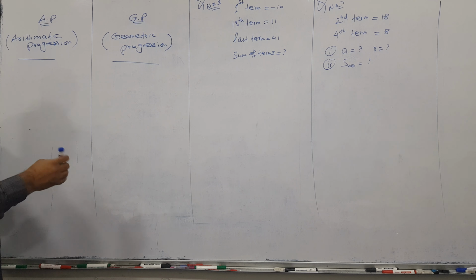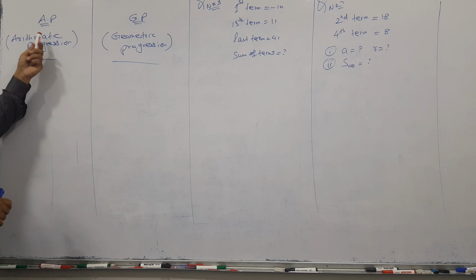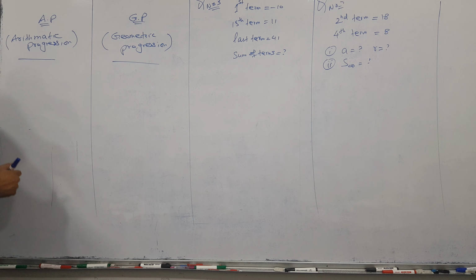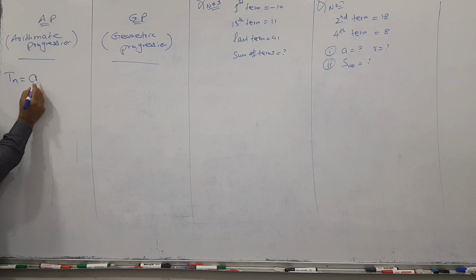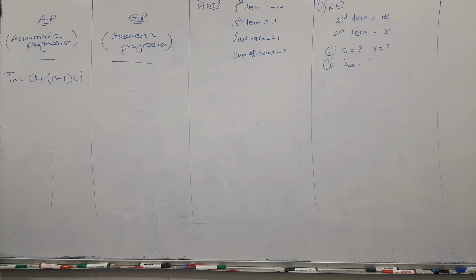Okay, let's start. We have two kinds of progressions in our syllabus. One is called arithmetic progression, and one is called geometric progression. The formula for AP is Tn equals A plus (n minus 1) into D, where A is called the first term, and D is called the common difference.